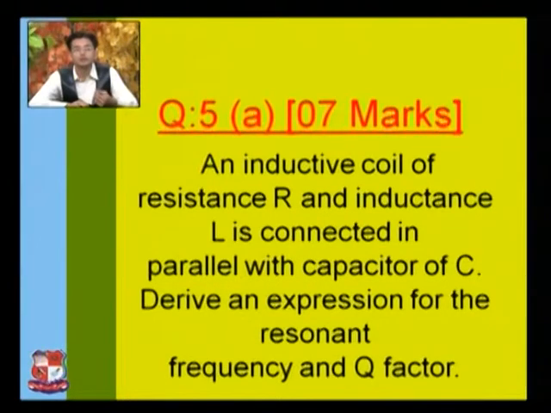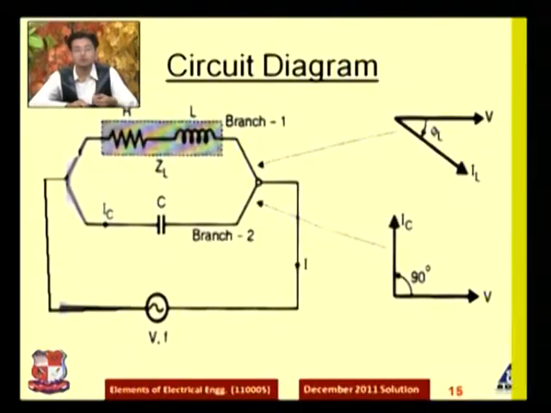You have to derive it with an equation. So let us see the circuit diagram. In the circuit diagram, you can see that R and L are connected with a voltage source in parallel with a capacitor. So you can see that there are two branches, branch 1 and branch 2. In branch 1, RL is connected, right?